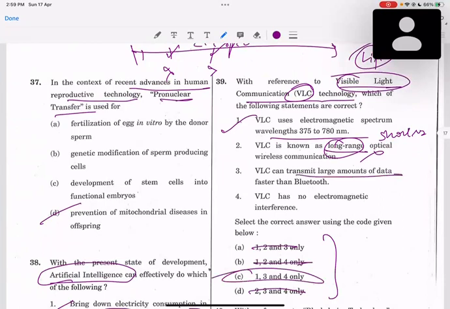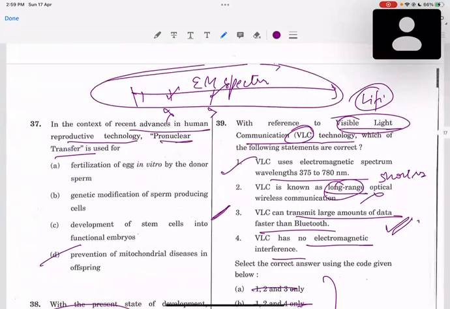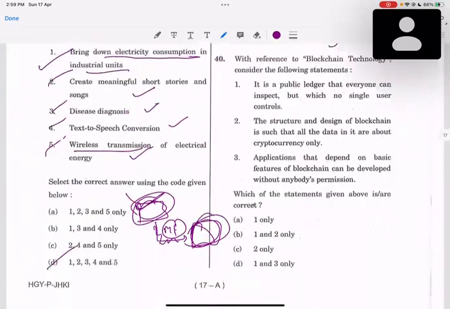They can transmit large amounts of data, passing Bluetooth. Yes. No electromagnetic interference. Yes. Light doesn't phase. It's the radio waves and Bluetooth that phase. So this question was attemptable if you have just studied the electromagnetic spectrum. And this is the basic of science and technology.